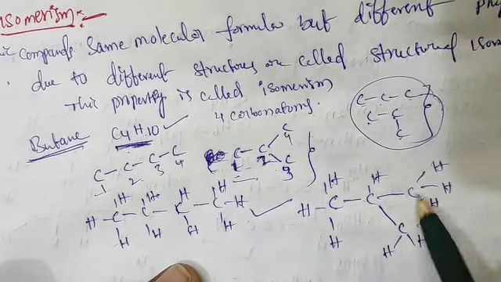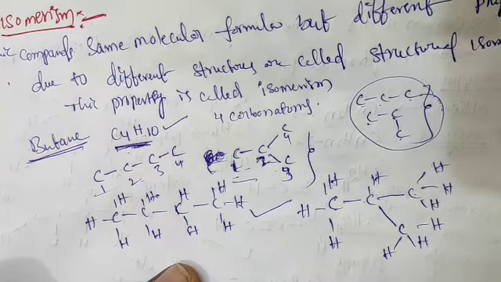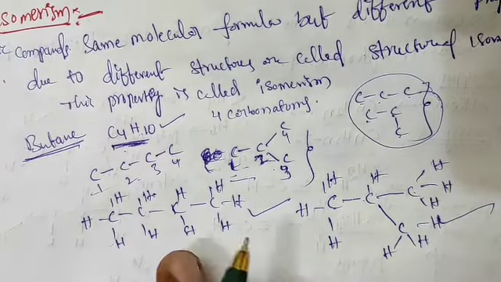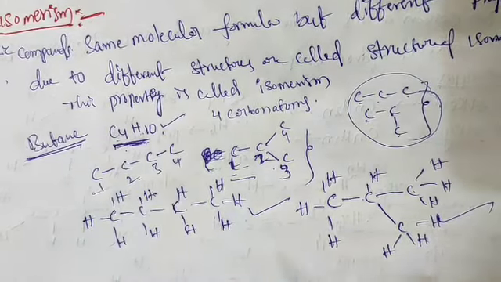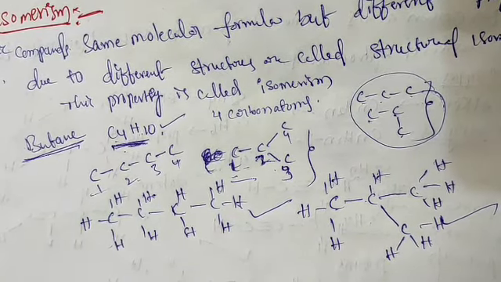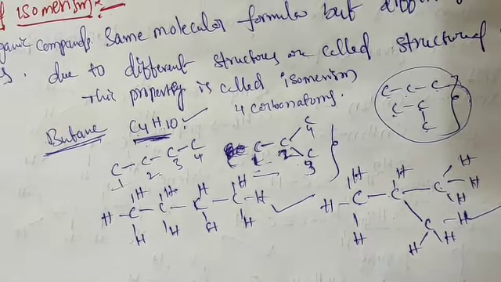See now, 1, 2, 3, 4 carbons. 3 plus 3, 6. 6 plus 3, 9. 9 plus 1, 10. This is also 1. So only 2 structural isomers are possible for C4H10, butane. So now I will take one more example.